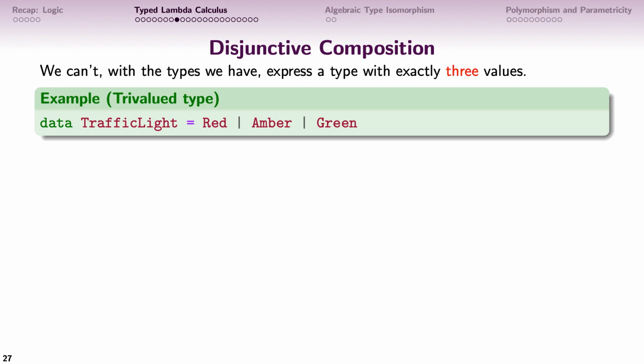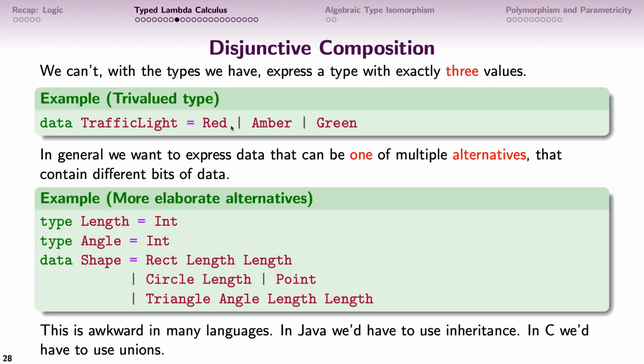So in general, what we want to be able to do here is say, if I have two types, I want to express that my type could be one of either of these two types, right? So one of multiple alternatives. Our shape example, which we saw from the very first lecture, had rectangles, circles, triangles. These are all different alternatives for the same type shape, right? So we want to combine these things. In Java, we use something like inheritance to do this, but it's very awkward. In C, you'd use a union, right?